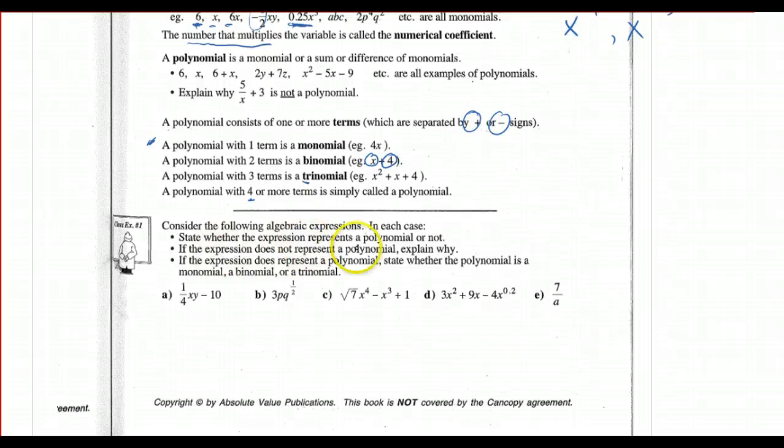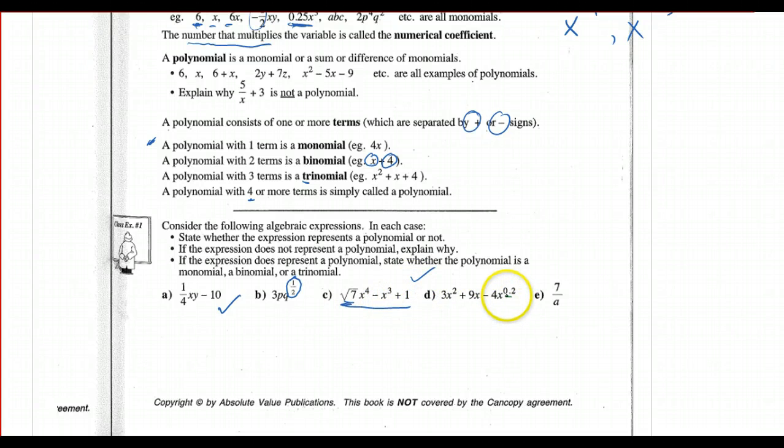Consider the following algebraic expressions. In each case, state whether the expression represents a polynomial or not. Okay, so this first one is a polynomial. Everything's okay. I have my variables, my coefficient. I have two terms. This would be a binomial. Here I have a problem because the exponent is 1/2, and remember our exponents have to be integers. This one is okay. That's a root 7, but that's okay because that's the coefficient. As long as you don't have any roots in the exponents, you're fine.